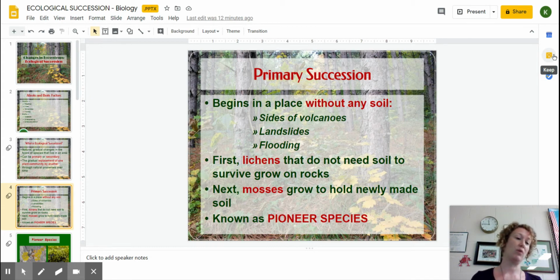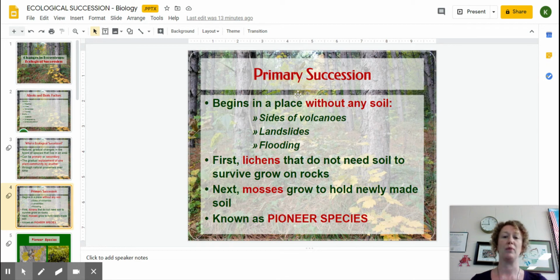But the question about whether it's primary or secondary succession starts with the soil. Would a tornado leave soil? Yes, a tornado would probably leave soil. It is the question of, are you starting with soil or not? So the severity of the event is related, but doesn't necessarily define whether it's primary or secondary succession. It's, are you starting with soil? If not, then it would be primary succession. If you're starting with soil, then it would be secondary succession.